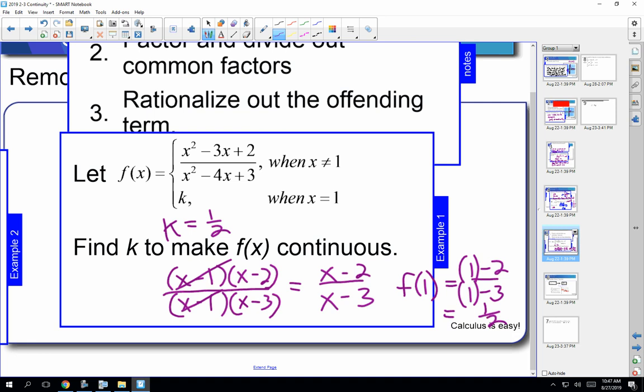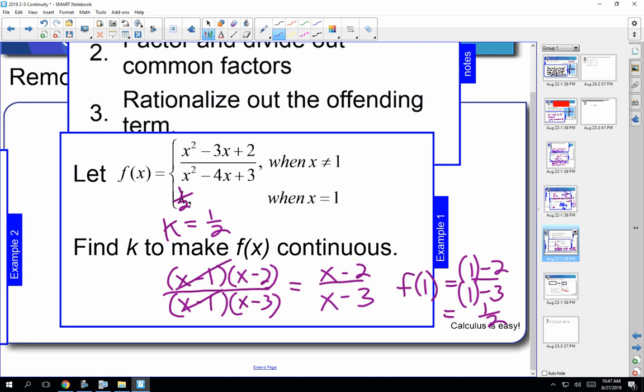And we should say to make f of x continuous at x equals 1, because we can't make it continuous at x equals 3. Okay? So at k equals 1/2, if you just put in a 1/2 here, and that's literally what we'll do, we'll just add in f of x equals 1/2 when x equals 1.